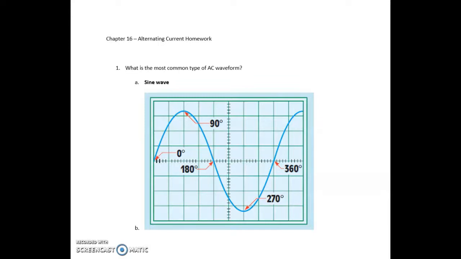Anyway, the homework for alternating current. Number 1, what is the most common type of AC waveform? It's the sine wave, and we see one here. It's just this very common shape that undulates back and forth through 0 up to positive, back through 0 to negative, back through 0, and it just continues on forever.